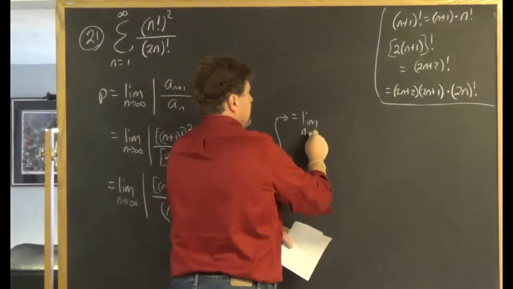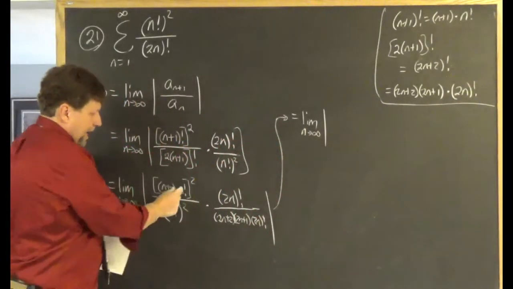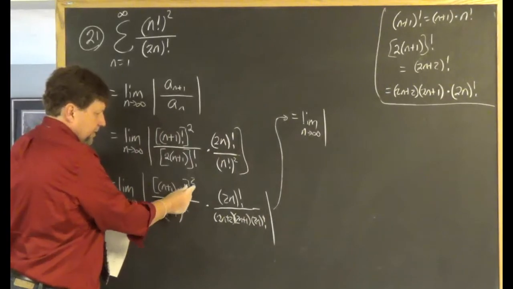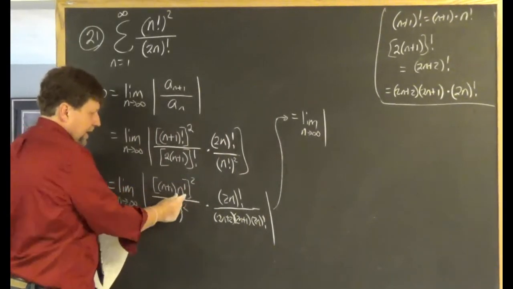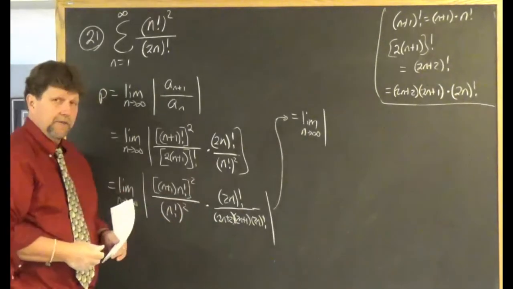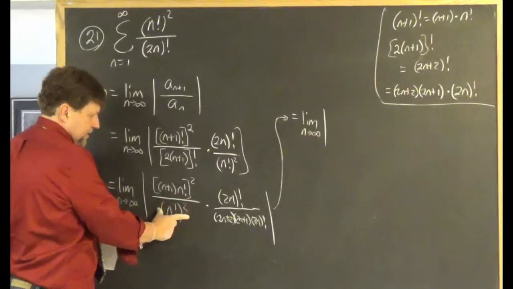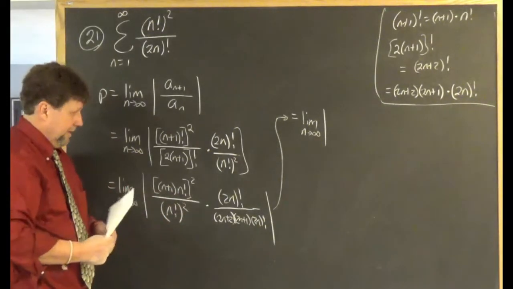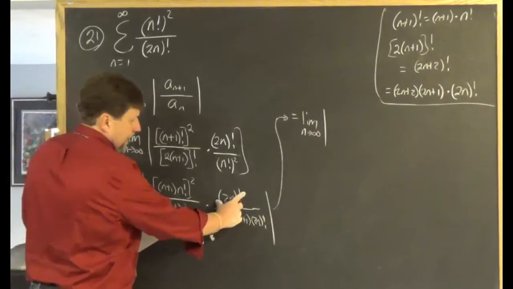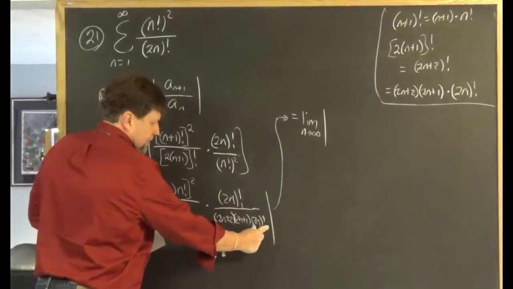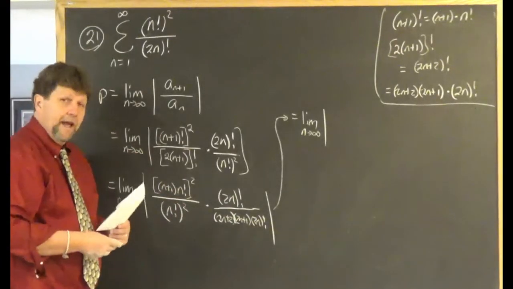Look at the neat stuff that happens. We have an n factorial that's being squared. We have an n plus 1 that's being squared and n factorial that's being squared. Well, this n factorial squared is going to cancel with this n factorial squared. That's kind of neat. This 2n factorial is going to cancel with that 2n factorial. So look at what you're left with.